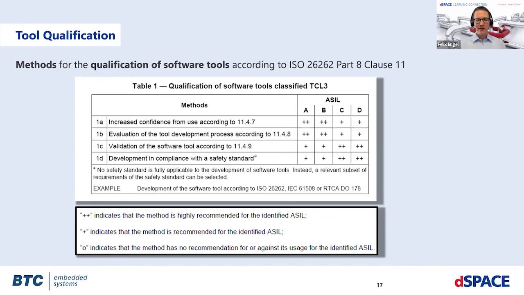And I will definitely not develop an embedded tester in compliance with a safety standard. I don't develop an embedded tester, I just want to use it. So what can we do? What do you do? Basically the most common methods are the 1B and the 1C: evaluation of the tool development process, and the validation of a software tool with a qualification kit, a validation suite. And then of course the question is, who's going to do the work, and are the tool vendors helping, right?